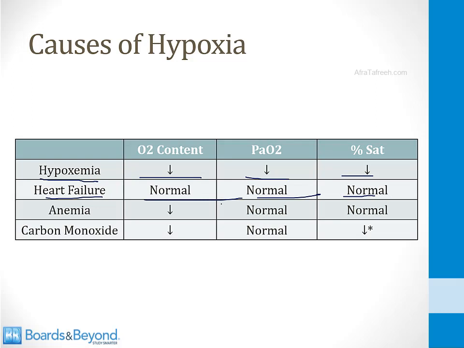The problem is the low cardiac output. Anemic patients have low oxygen content, but their PaO2 and their percent saturation are normal. And then carbon monoxide patients behave very similarly to anemic patients. They have a low oxygen content of blood, a normal PaO2, and a low percent sat, although I put an asterisk here because, as I told you, the photodetector may erroneously say that the oxygen saturation is normal.